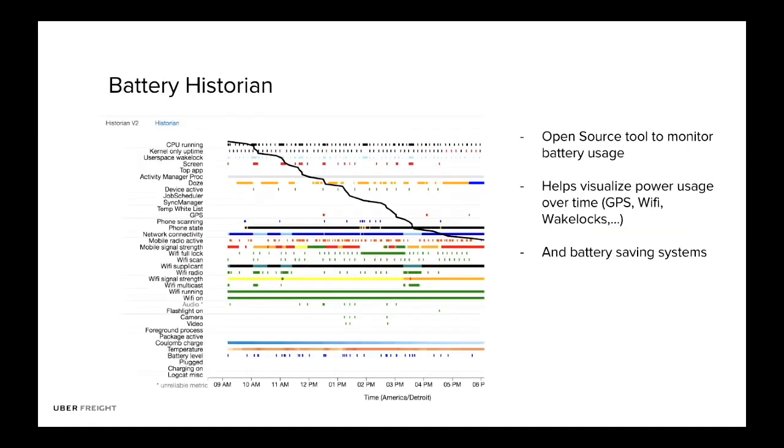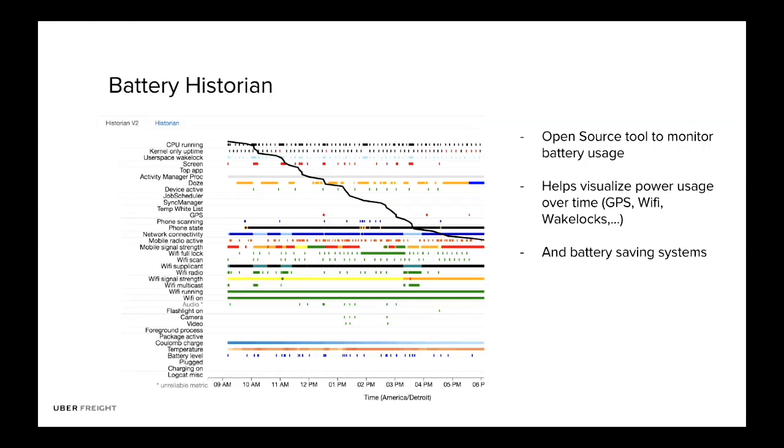While we were developing this location collection pipeline on Android, we were relying a lot on this tool called Battery Historian that I highly recommend if you're an Android engineer. It's an open source tool developed by Google that allows you to quickly and efficiently monitor battery usage on your phone. It's very easy to use.